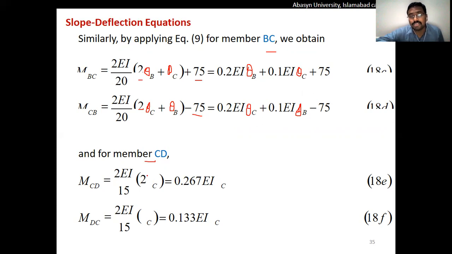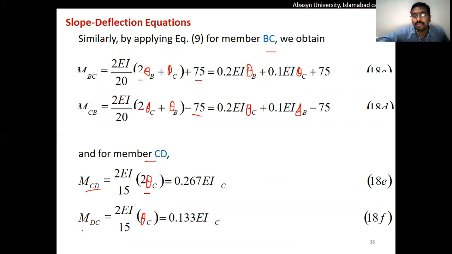And the same procedure will be repeated for member C to D. In the case of member C to D, we use C as the near end, so it will become 2 times of theta C plus theta D. Theta D is a fixed support, so its value will be 0. And there is no external loading, so its fixed end moment will also be 0. So the only term that we are going to consider is 2 times of theta C.